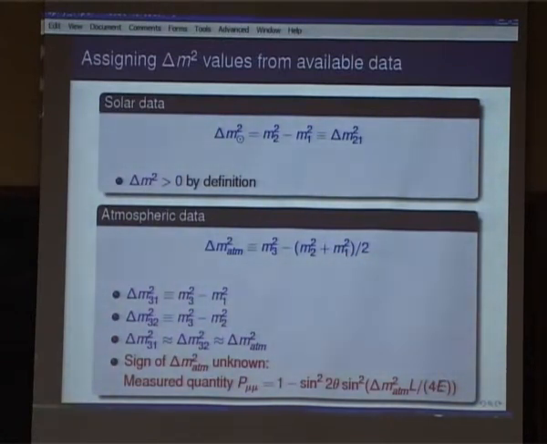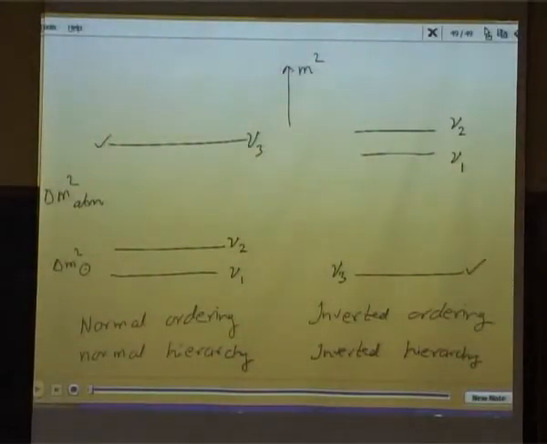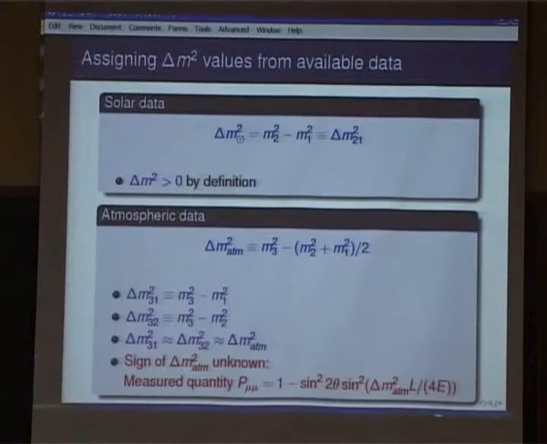This is the same as saying that in this particular diagram, I have no clue if mu 3 is higher or mu 3 is lower. This corresponds to saying that delta M squared atmospheric is positive, and this is saying that delta M squared atmospheric is negative. And I have no clue which, at least at this point in time. Otherwise, if you do only two-neutrino oscillations, you will not know whether delta M squared atmospheric is positive or negative.